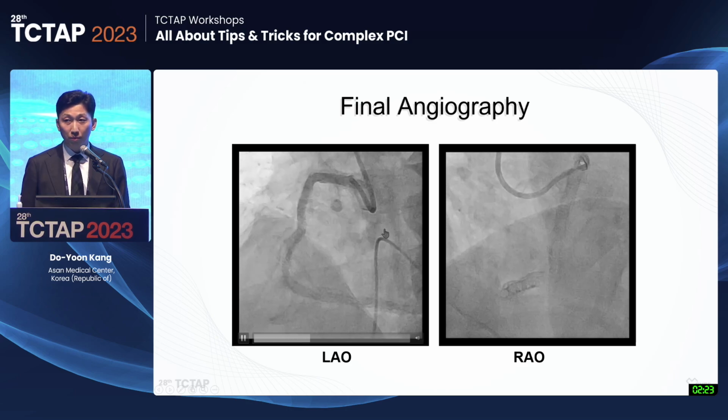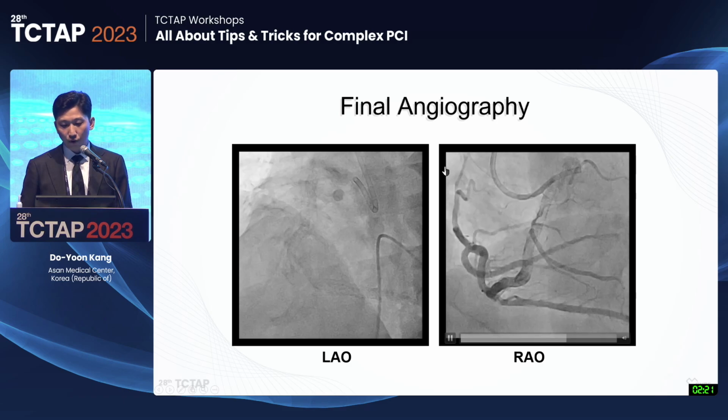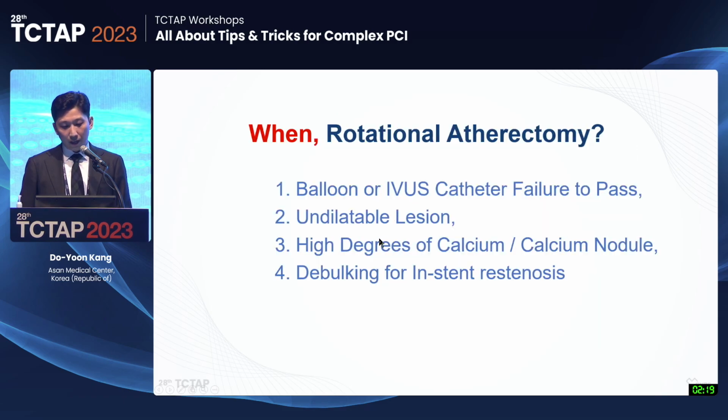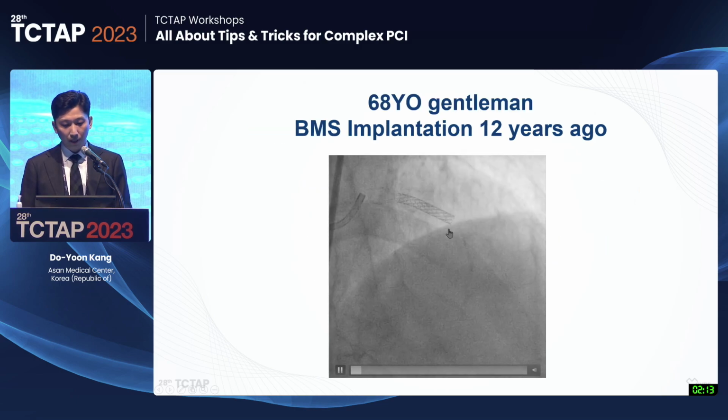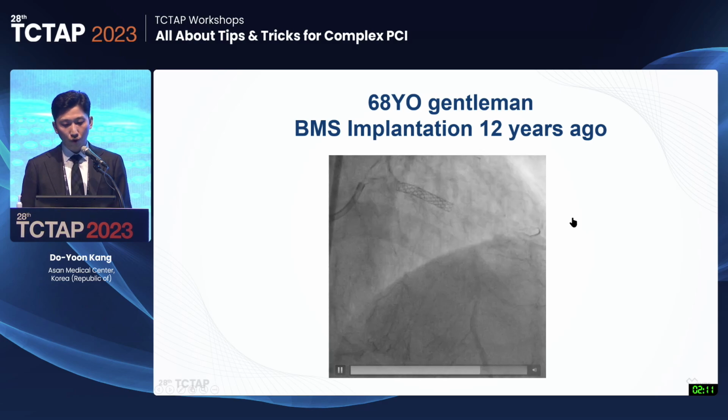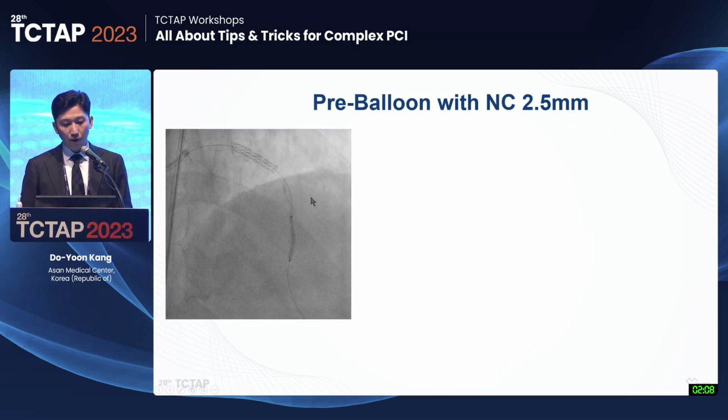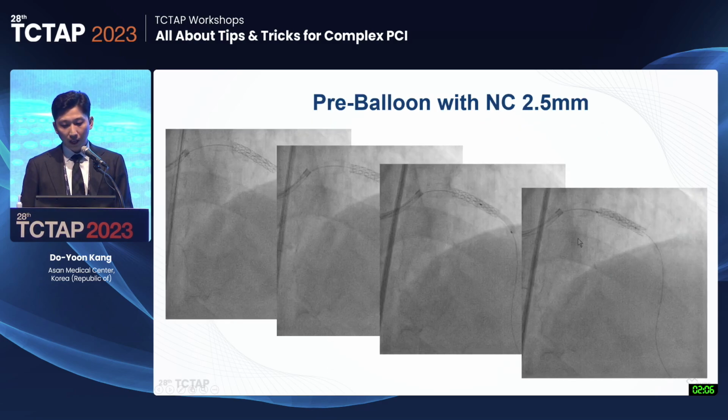Maybe lithotripsy can help; Dr. Ali will show. Another example would be debulking for instent stenosis. A 68-year-old male gentleman had bare metal stent implantation 12 years ago. With the pre-balloon, in the stent, it does not expand.